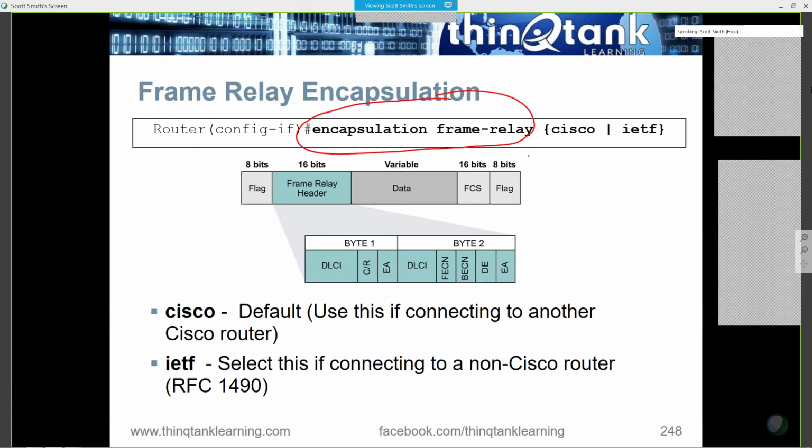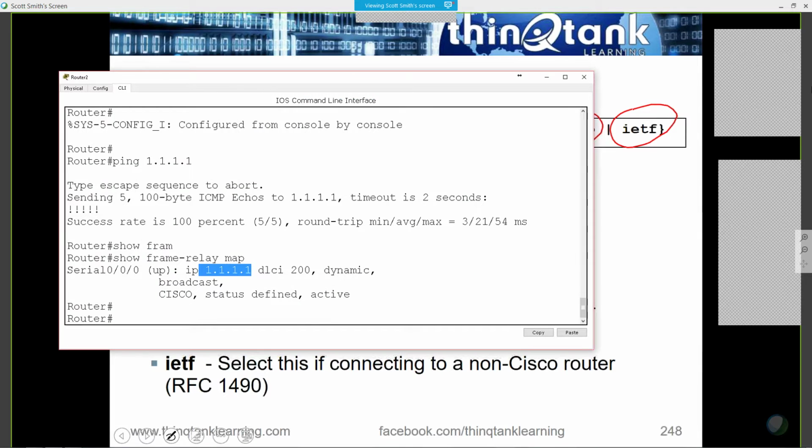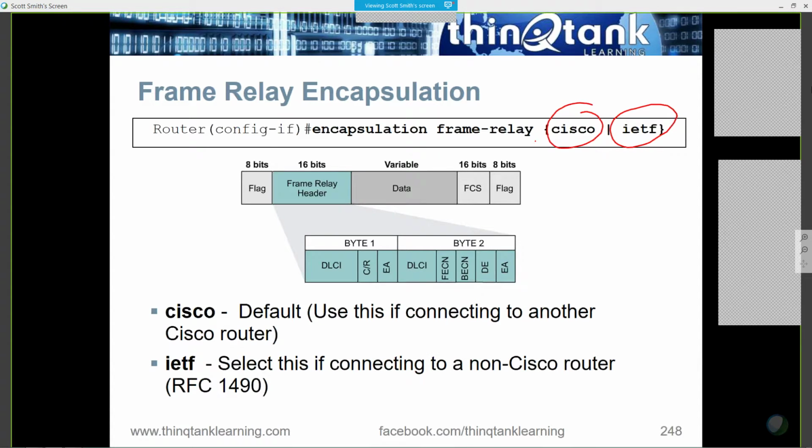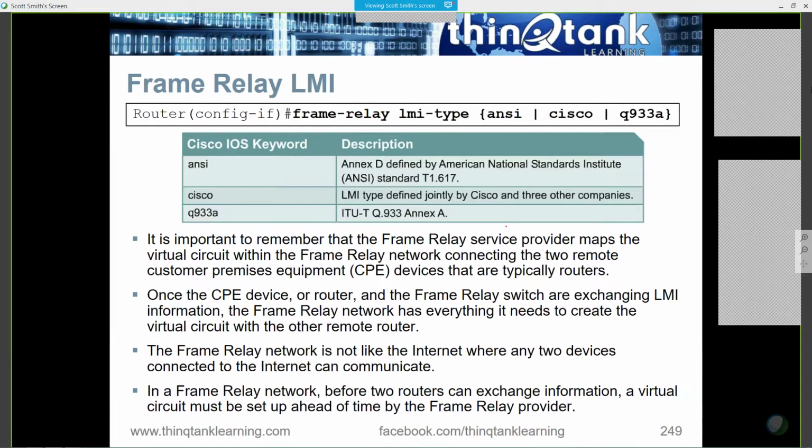But encapsulation frame relay. Now, you can specify Cisco or IETF. Obviously, we know we're using Cisco because that's the default. So if you don't specify a method, it's going to use Cisco encapsulation. And you can also specify the LMI type. One of three choices.